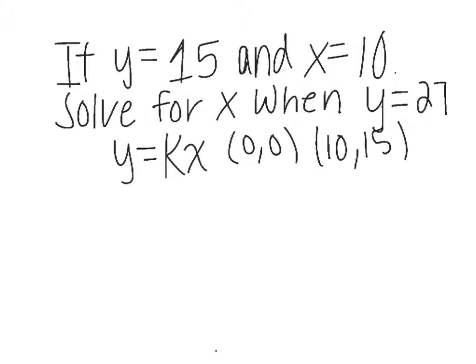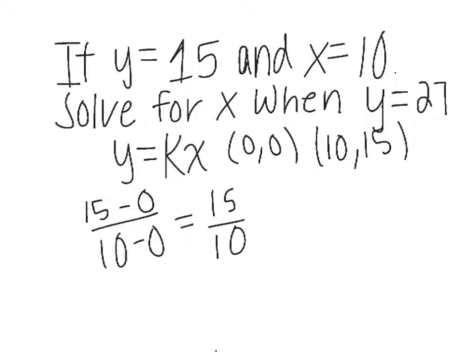Now, we know the slope formula, and this is one way to do it. I'll show you another way on the next example, but one way will be to find that k value, which we also said was our slope, using the slope formula. So I have 15 minus 0 over 10 minus 0. That becomes 15 over 10, which then equals 3 over 2.